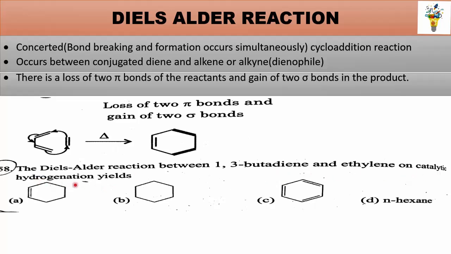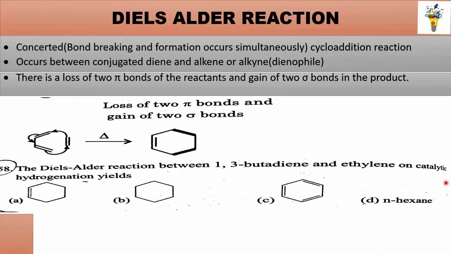Catalytic hydrogenation means all the double bonds present in the compound are converted into single bonds. In the Diels-Alder reaction the product is a cyclic adduct, we know very well. 1,3-Butadiene consists of two double bonds and ethylene consists of one double bond, totally three double bonds. Losing two double bonds you get one double bond, so this is the product. And catalytic hydrogenation means it is hydrogenated to give the cyclohexane. So B is the product.